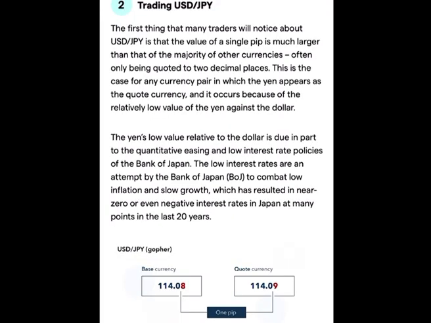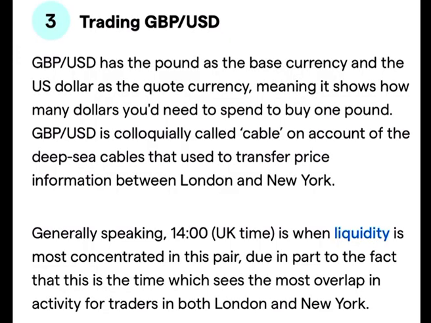Another currency is understanding how to trade USD/JPY. The first thing that many traders will notice about USD/JPY is that the value of a single pip is larger than the majority of other currencies. So when you are trading USD/JPY, the market moves very fast. This is where you can either gain a lot of money or you can lose a lot of money very fast. Like your $50, before you know it, is gone. Your $50, before you know it, can be $300. That's how it works.